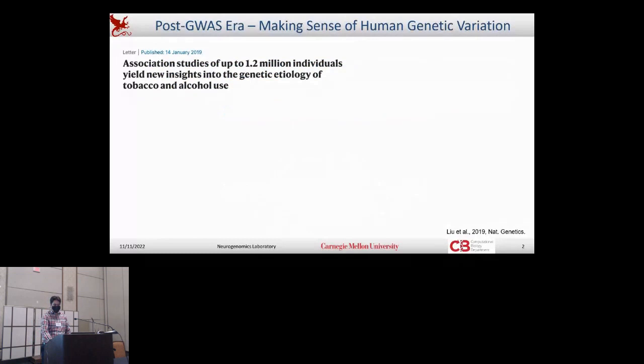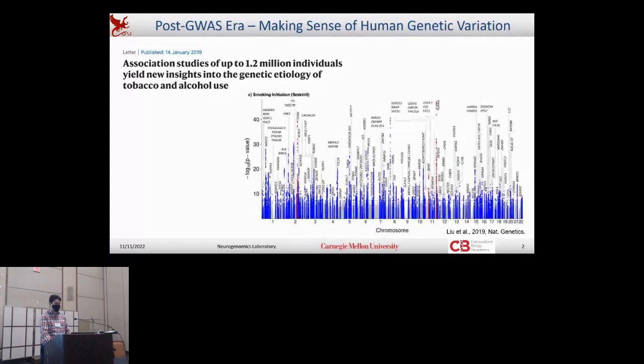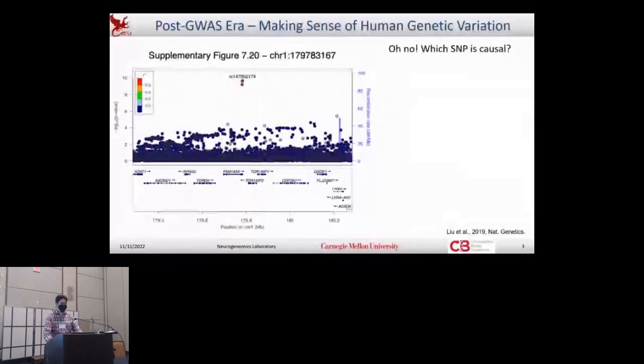All right, so I'm only going to spend a little bit of time talking about fine mapping, but one of the genome-wide association studies we were looking at is this one for alcohol and tobacco use. And this is one of the Manhattan plots for smoking initiation. And you can see a lot of parts of the genome are implicated, a lot of neural genes are in there, a very highly powered study.